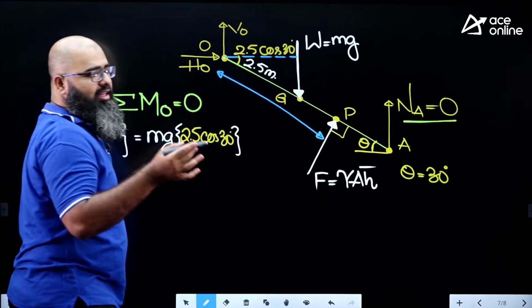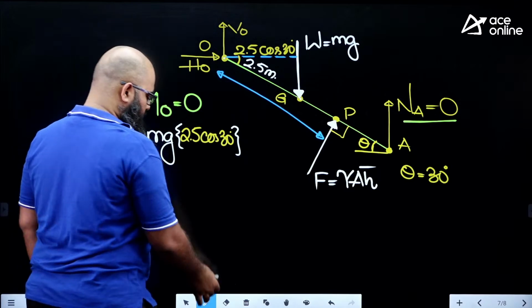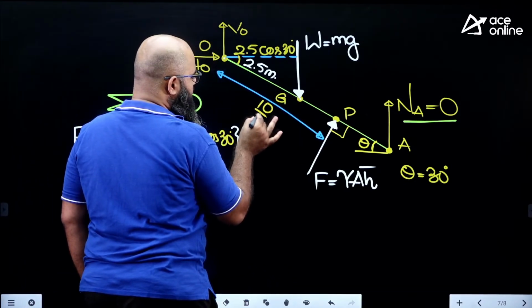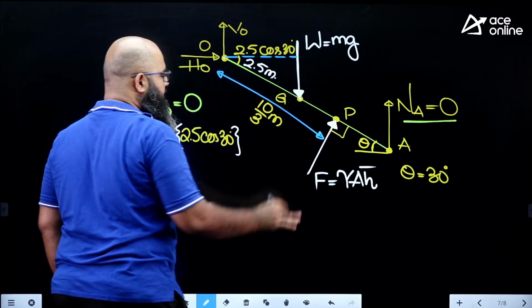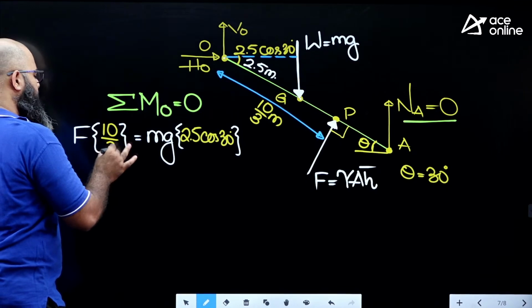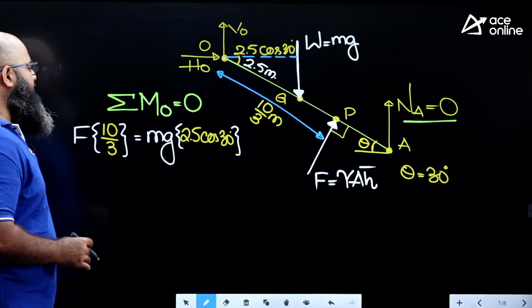L is equal to how much? L is equal to 5. So 2 into 5 by 3 is equal to 10 by 3 meter. This is equal to 10 by 3 meter. So this value is 10 by 3. This is what I'm having.